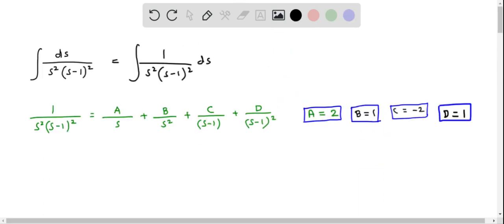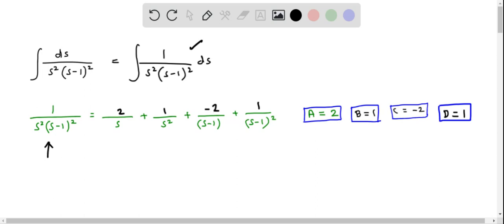Now that we have determined all the values of a, b, c and d, we can substitute into our original partial fraction decomposition. So I'm going to replace the variables a, b, c, and d. So a is replaced as positive 2, b is replaced as 1, c I can replace as negative 2, and d is replaced as 1. So we have obtained the partial fraction decomposition for the expression inside the integral.